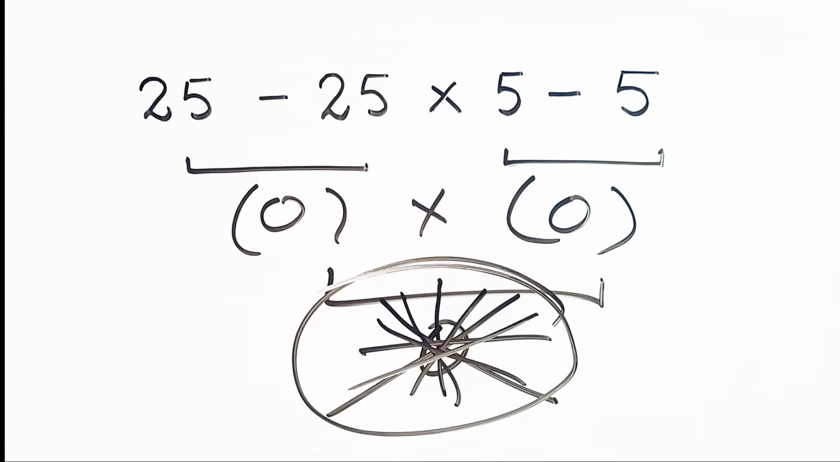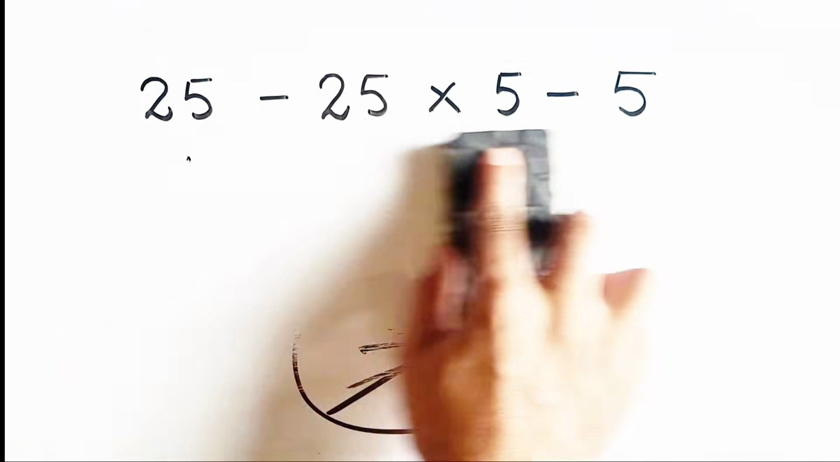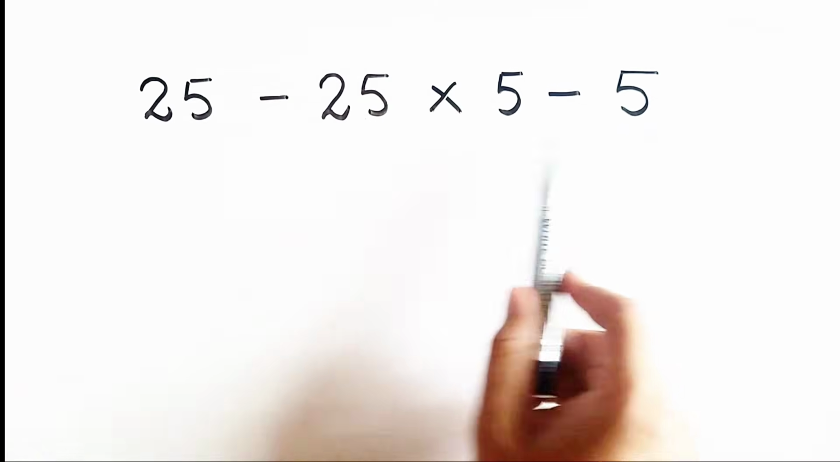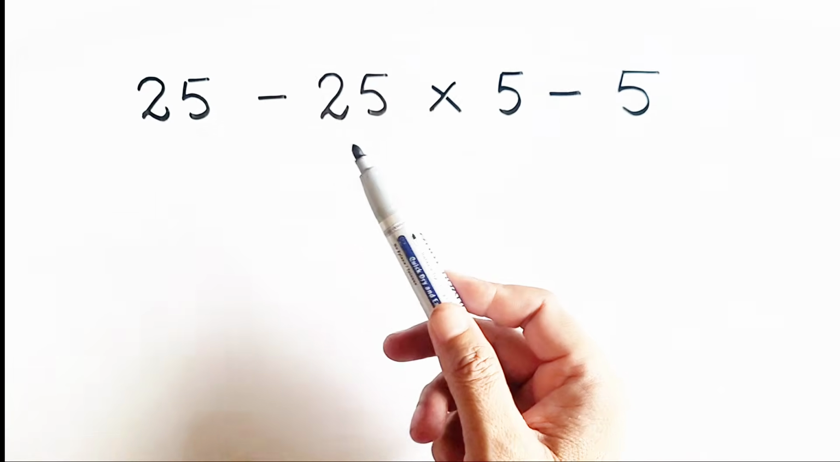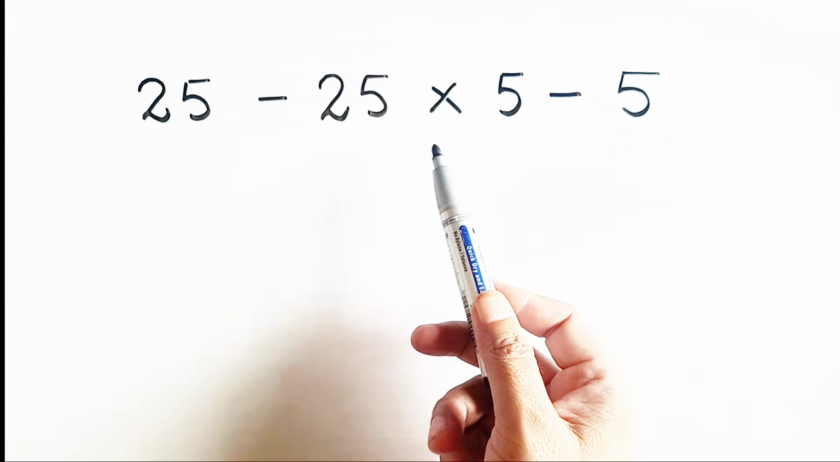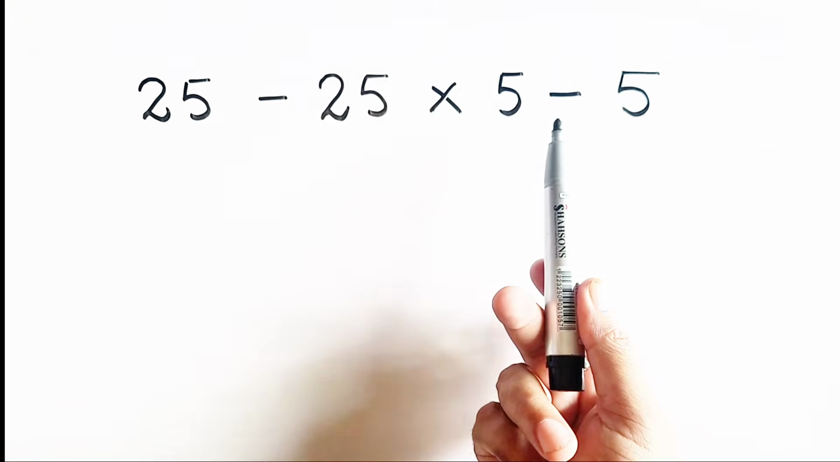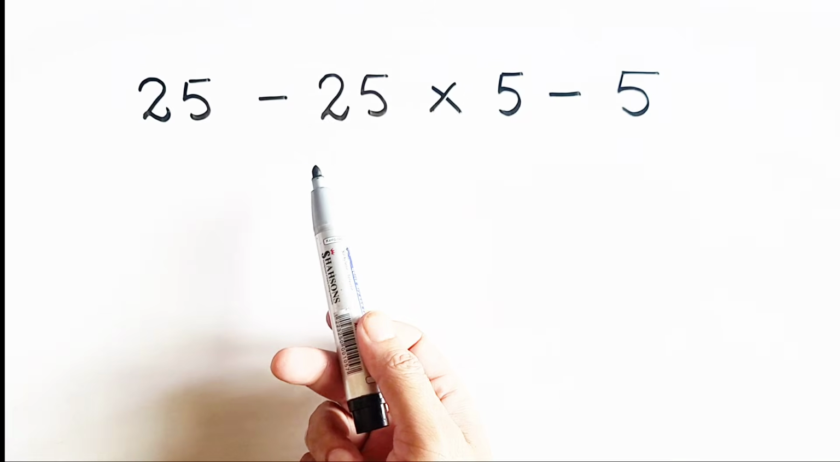If this 0 is not correct, then what will be the correct answer? You have to calculate this calculation in your mind and comment your answer. What will be the answer? Just take a look, calculate the answer, and comment it in the comment section.